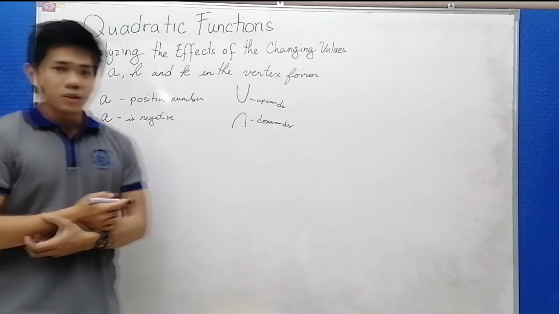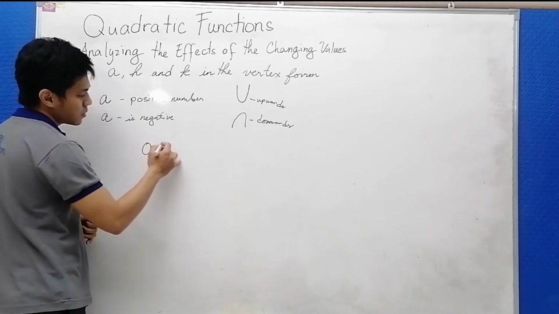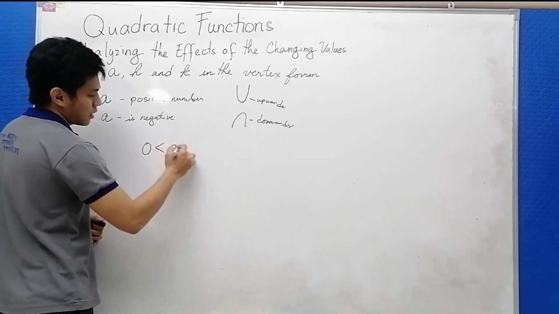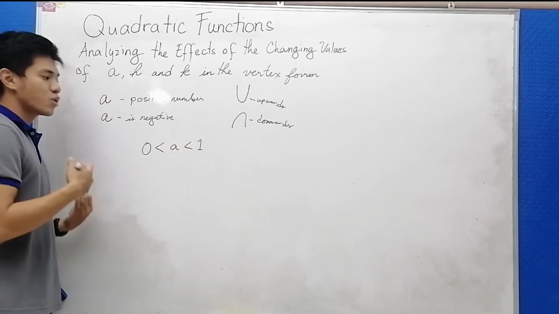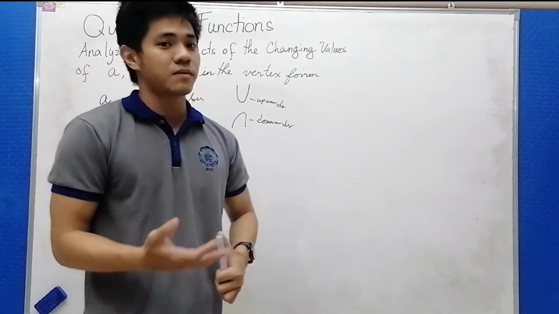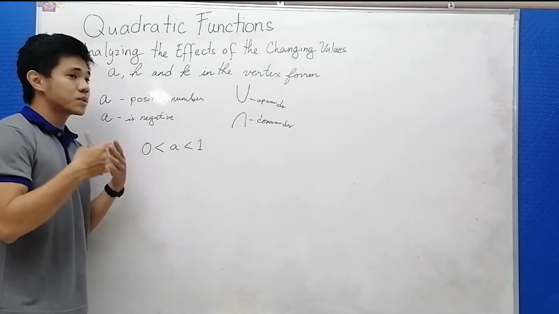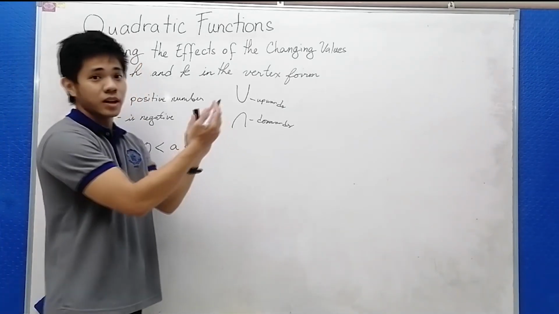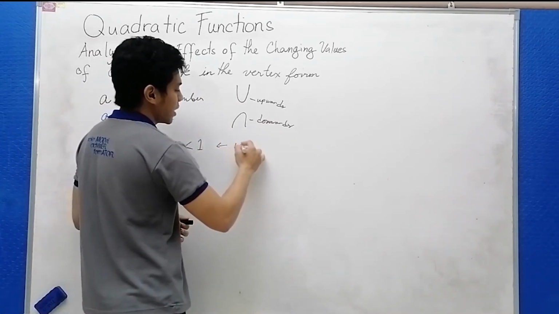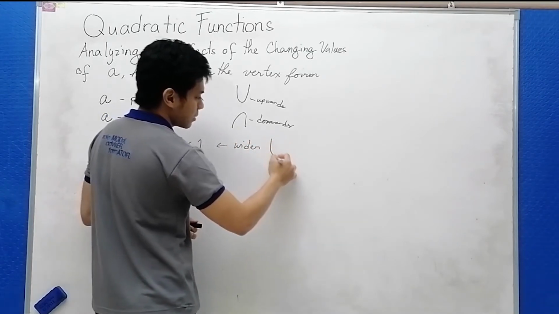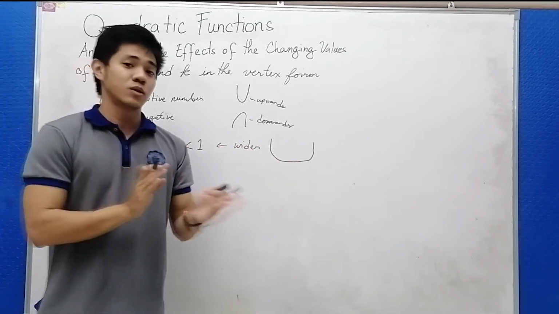Now, please take note. If a is within this range, we have a range of 0 to 1. So what does this mean? If a is greater than 0 but less than 1, meaning a is within a fractional value or a decimal value, it becomes wider. The parabola will be opening up wider than its normal state. So it will not necessarily be just a U shape, it will be widening because of the decimal values or the fractional values.